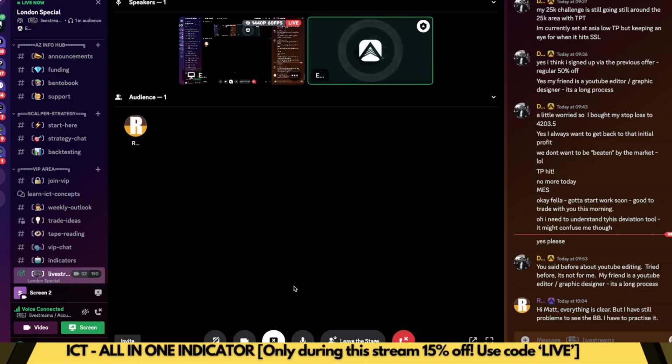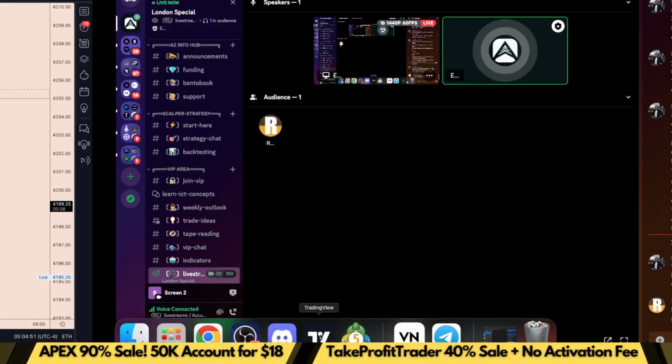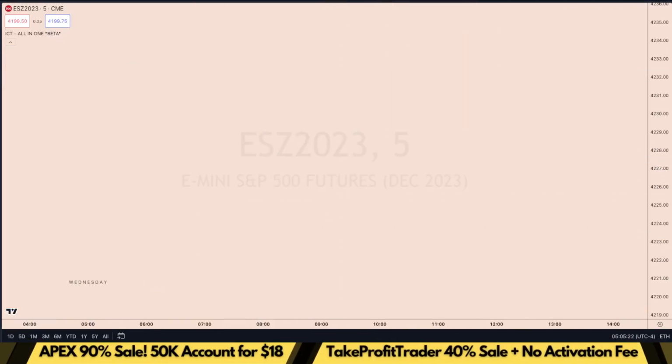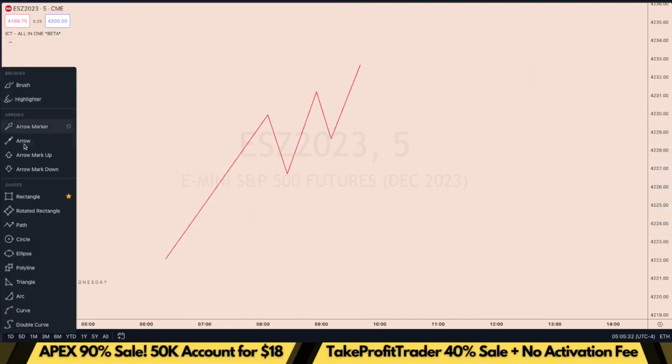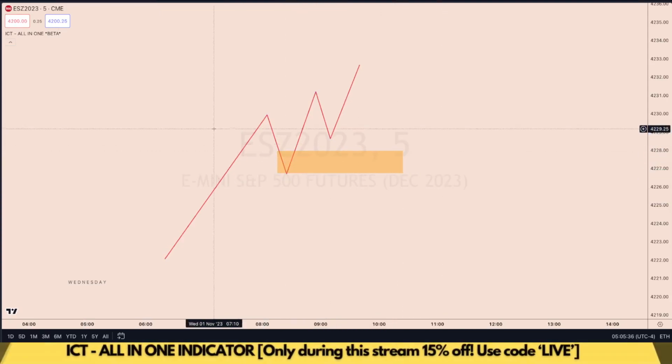Still problems to see the breaker block. Well, what helped me is really to think of it as old resistance or support flipped. So whenever you get the opportunity for a potential breaker block, we have our trend, we make our higher highs and higher lows. Every time we form a low, we look at it as support. We would expect support here.